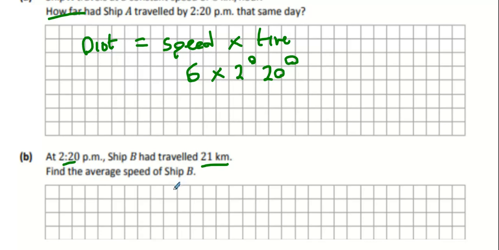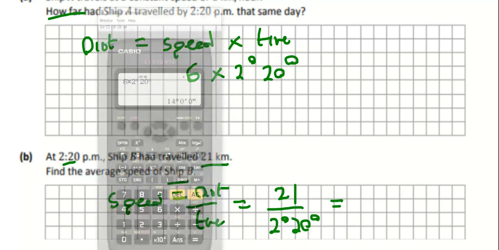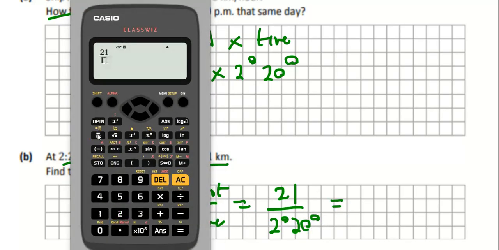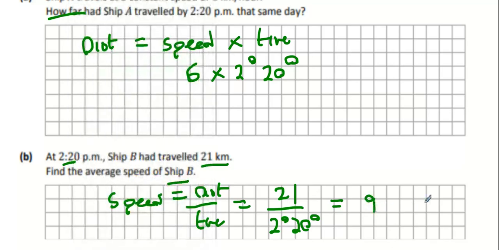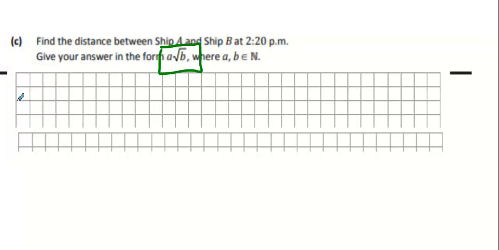And you want the average speed. Speed equals distance divided by time. Distance is 21. Time is still 2 hours and 20 minutes. Make sure you use the correct button. 9 kilometers an hour. Everybody happy with 9 kilometers an hour? The last question is to find the distance between the two ships in this form here.